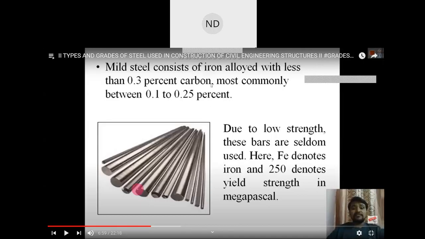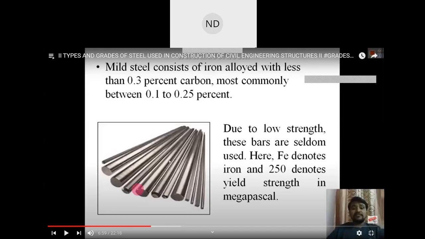Okay, and they consist of iron alloyed with less than 0.3% carbon, most commonly between 0.1 to 0.25%. So this is an important point: what does your mild steel contain? It contains 0.1 to 0.25%. This is an important question which you should know the answer to. Mild steel contains how much percentage maximum? From 0.1 to 0.25%, or you can say less than 0.3%.